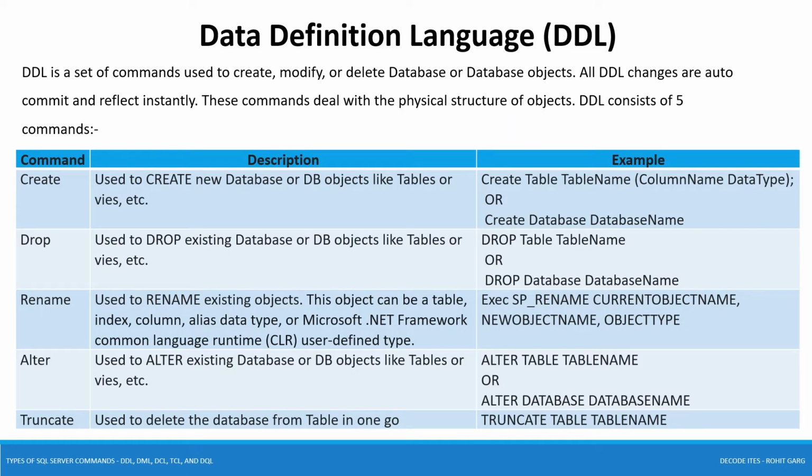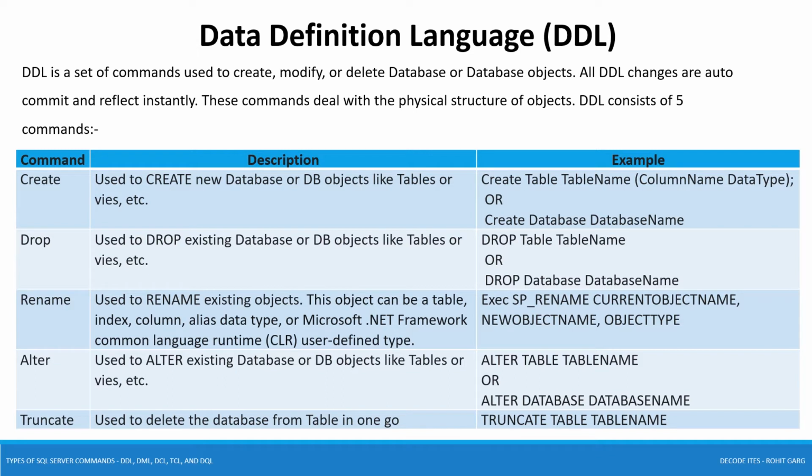Data Definition Language (DDL). DDL is a set of commands used to create, modify, or delete database or database objects. All DDL changes are auto-commit and reflect instantly. These commands deal with the physical structure of objects, so you need to be careful while using DDL commands. DDL consists of 5 commands.